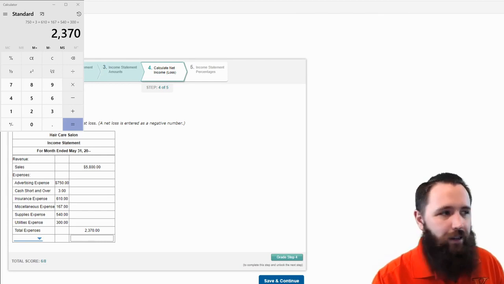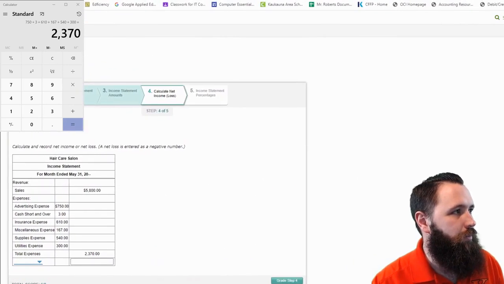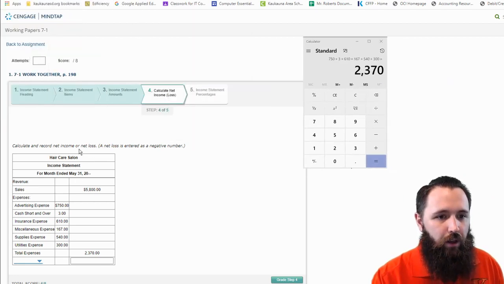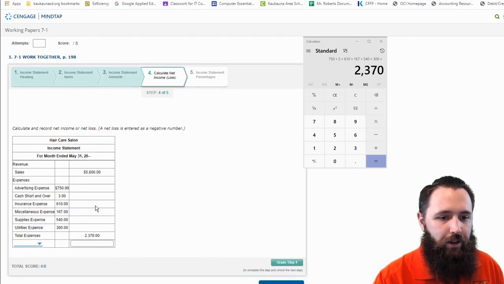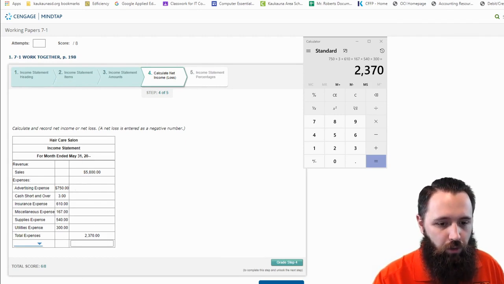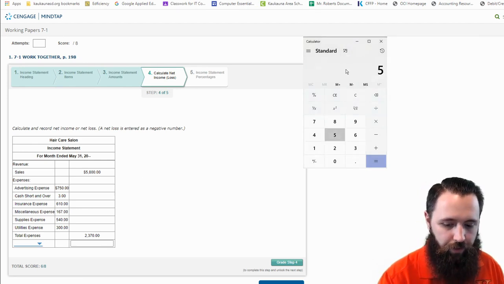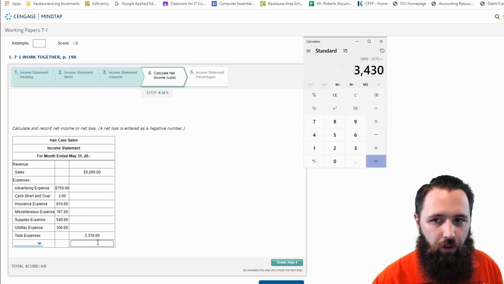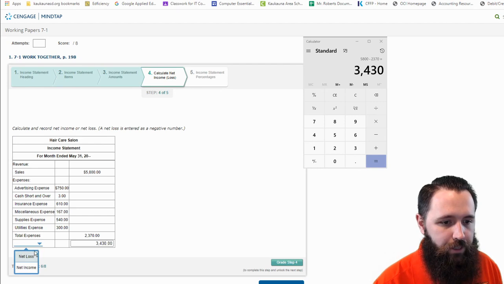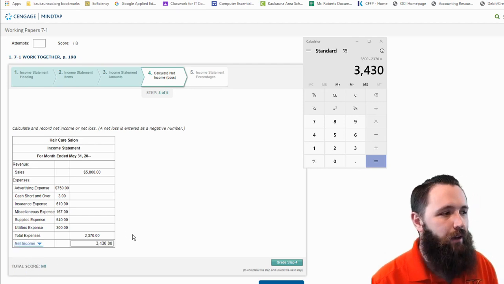Calculate out a net income or a net loss. A net loss is entered as a negative number. So right away, do we have more sales or do we have more expenses? We have more sales. So we can take the 5,800, subtract the expenses of 2,370, we get 3,430. And what is this? This is a net income, right? This is a net income.